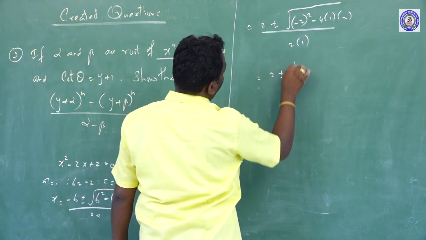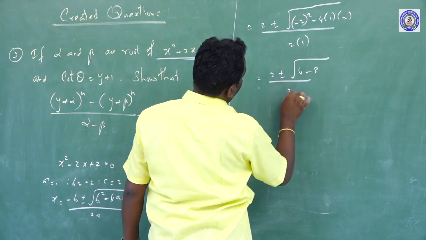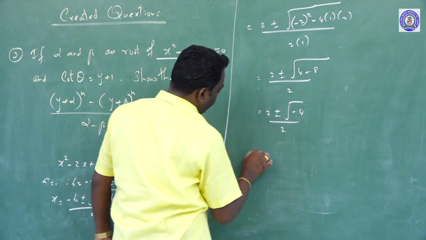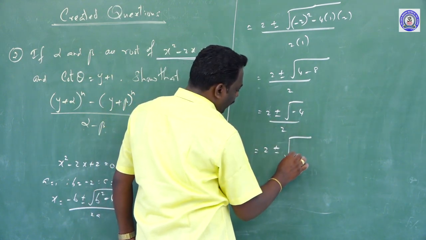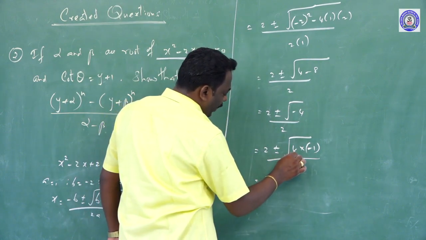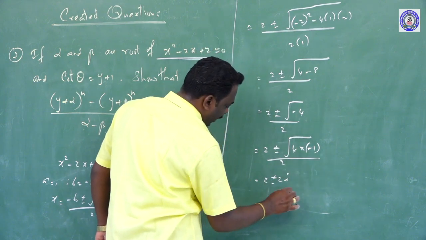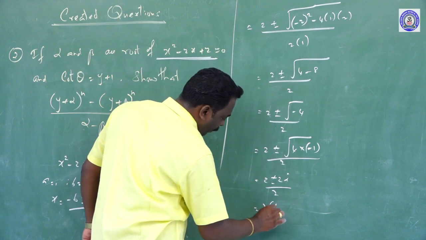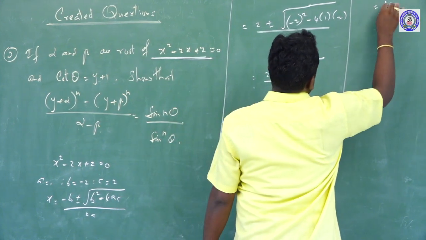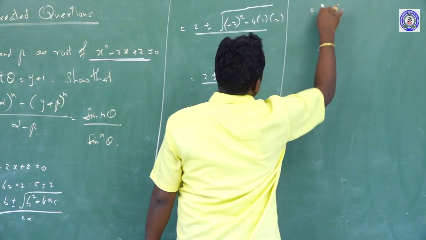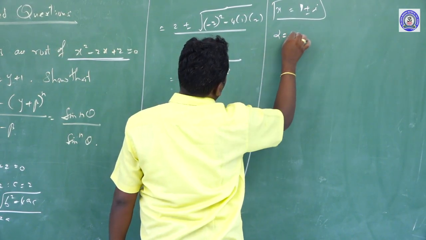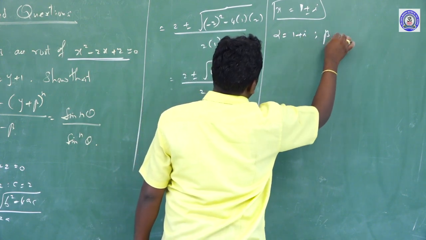That is equal to 2 ± √(4 − 8) / 2, that is 2 ± √(−4) / 2, that is 2 ± √(4 × −1) / 2. We can write 2 outside, and the root of −1 we can write as i, divided by 2, that is 2 we can take common, (1 ± i)/2, the 2s are cancelled. Therefore, finally we have 1 ± i, which is called the x value. Therefore, one root is defined by alpha = 1 + i, and the other root is defined by beta = 1 − i.